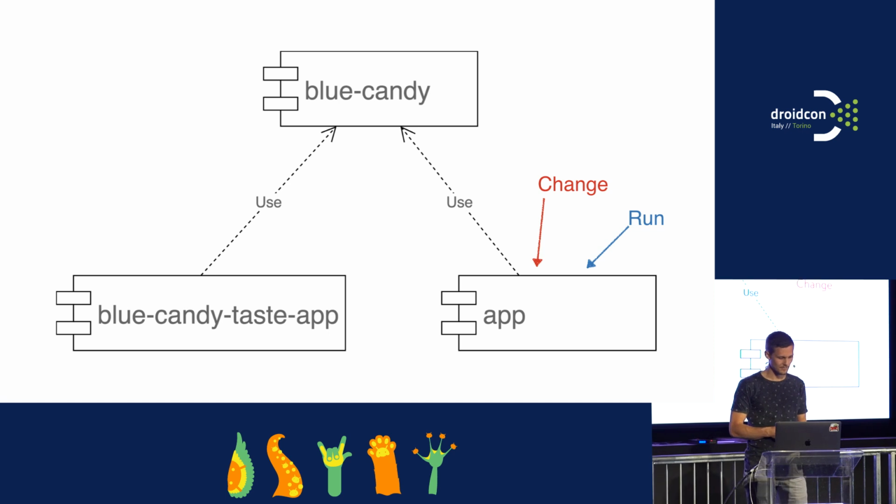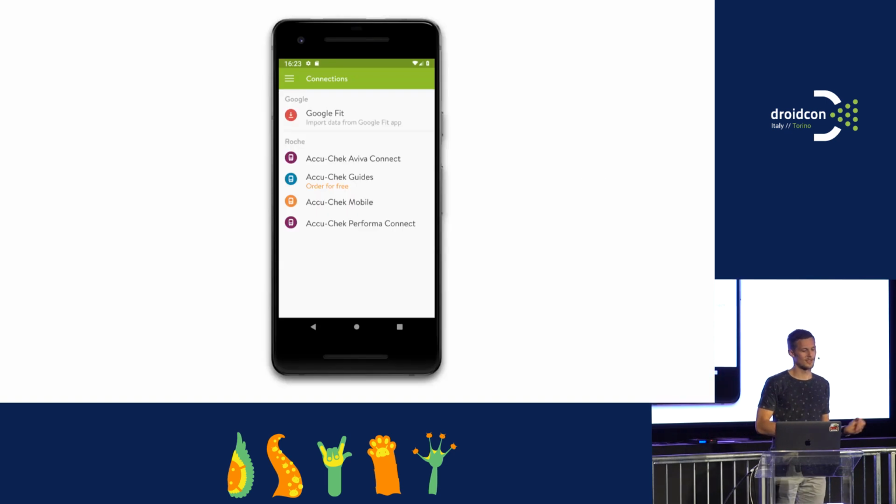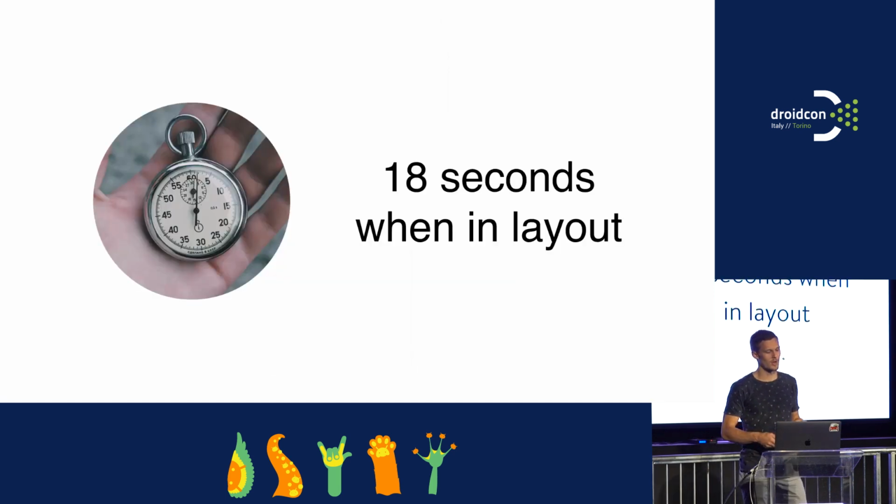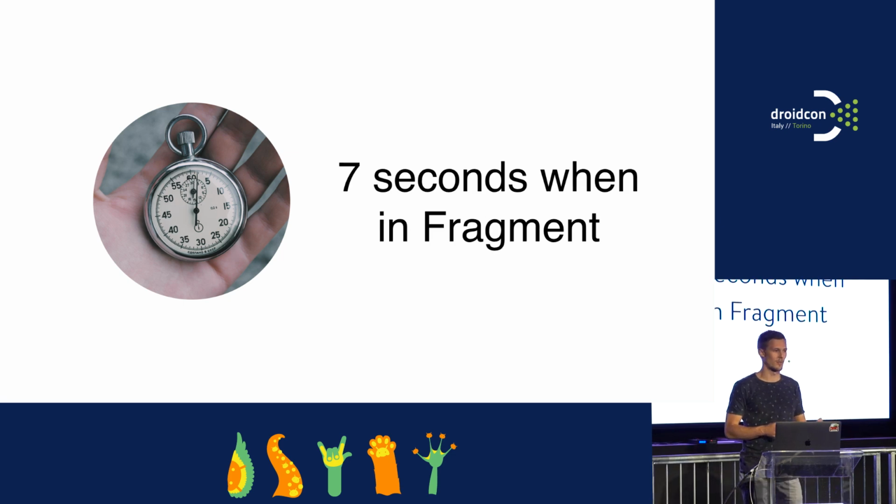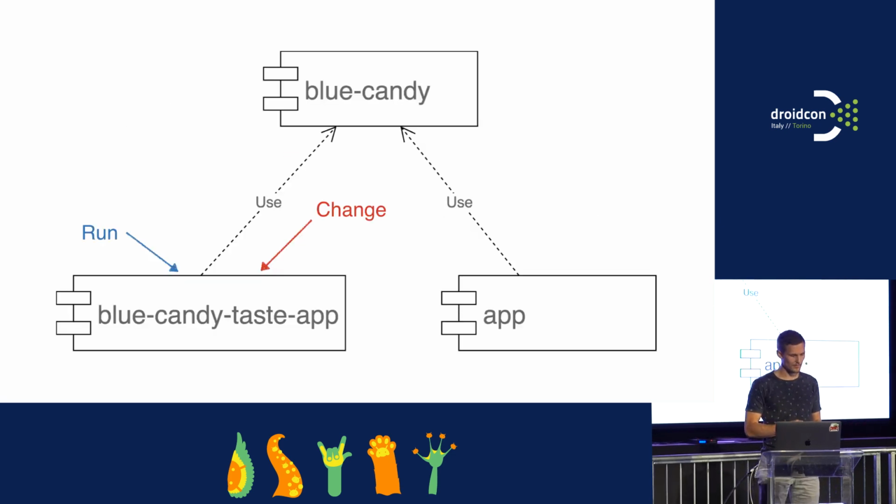And if I just do a change in the app and also run it, like just a simple change such as changing a string, like this. I hope you see it, it's in the middle. It took me around 18 seconds when I do it in the layout, or 7 seconds when I do it in the fragment. I was using Instant Run there, which is kind of okay.